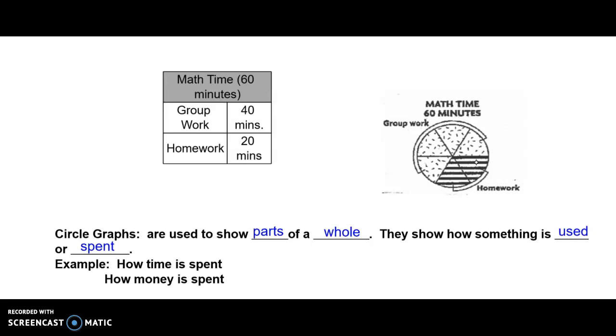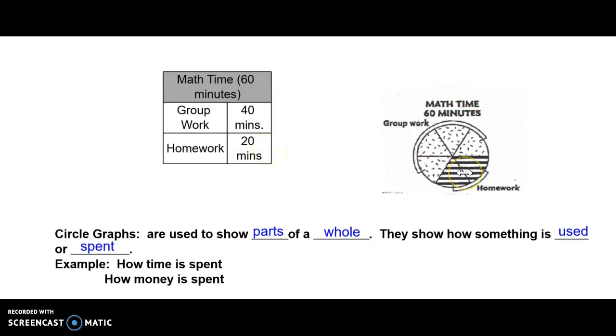And they show us how something is used or spent. So examples would be how time is spent or how money is spent. This one is, and we can look at our title on the graph and on the data table, how 60 minutes worth of math time is being spent. So for group work, they have 40 minutes and homework is 20 minutes. Now, where did that come from?